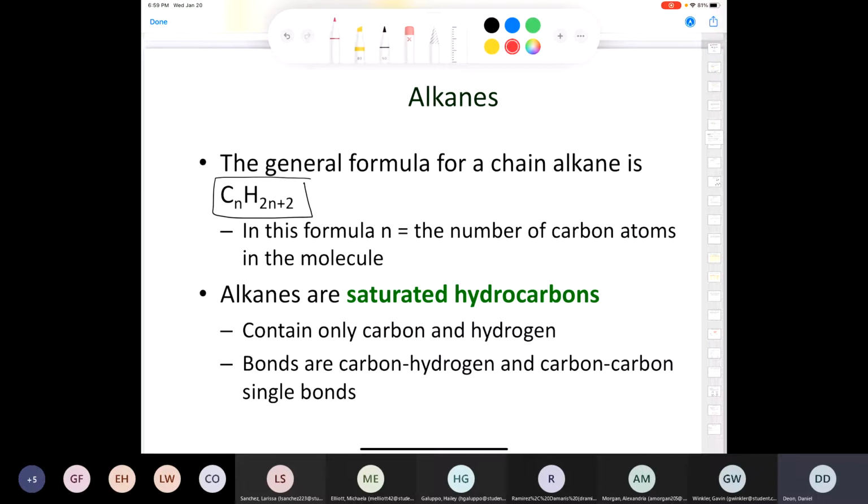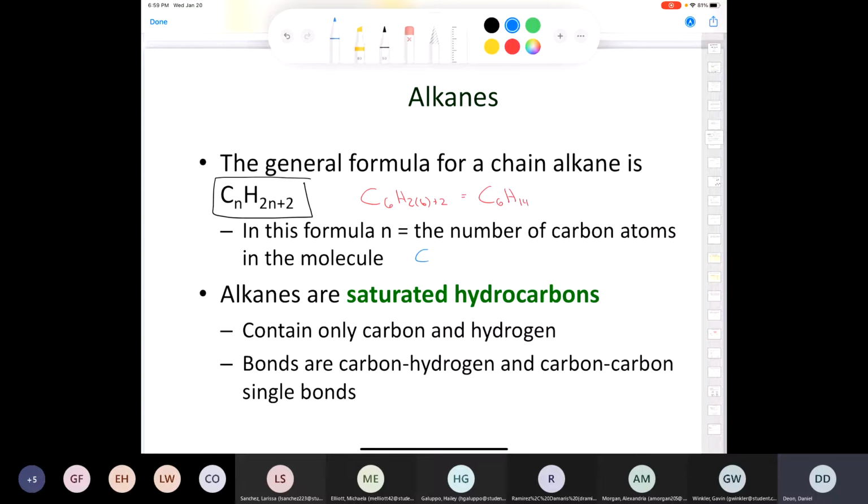So let's say, for example, we had an alkane that had 6 carbons in it. How would we figure out the number of hydrogens? Well, the formula is H 2 times 6 plus 2. 2 times 6 is 12, plus 2 is 14. So that means it's going to be C6H14.